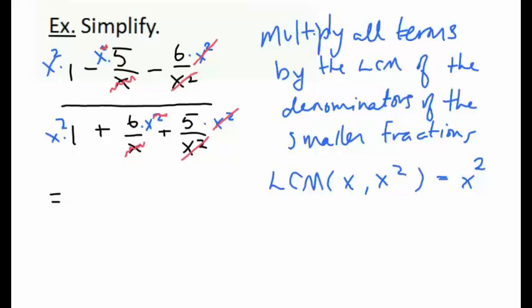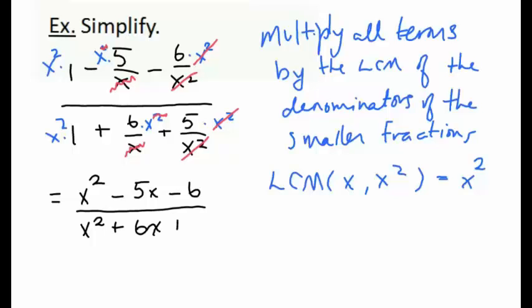So now that we've done our cancellation, we have the following. X squared times 1 is x squared. X times 5 is 5x. Here we have 6 times 1, so we just get 6 by itself. In our denominator, we have x squared times 1 plus 6 times x plus 5. So let's go ahead and factor these quadratic expressions to see if anything's going to cancel off before we get to our final answer.